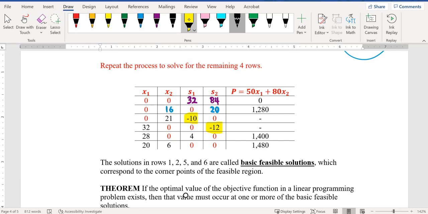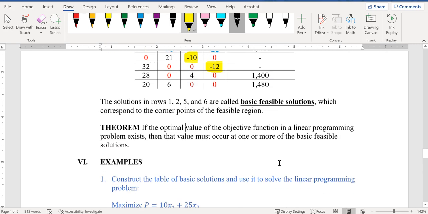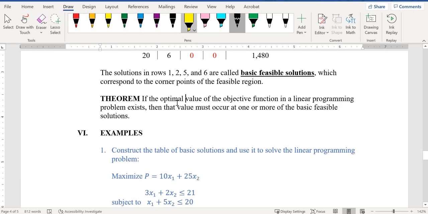Remember when we said if we solve and we get negative values for any of them, we ignore those rows? So we've thrown those rows out. So the rows that are left, row 1, 2, 5, and 6, those are called basic feasible solutions. We have a theorem that says if the optimal value of the objective function in a linear programming problem exists, then that value must occur at one or more of the basic feasible solutions.